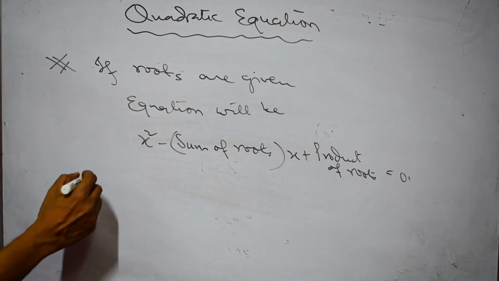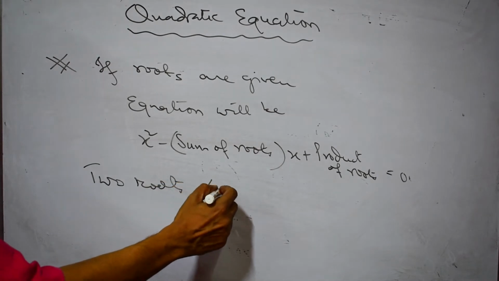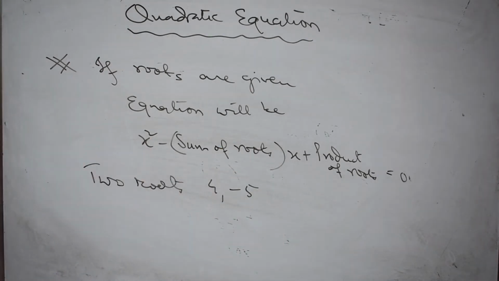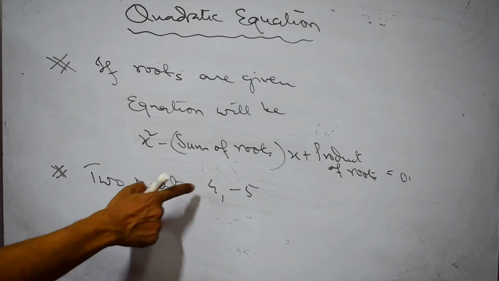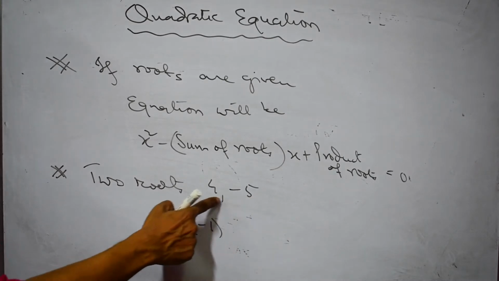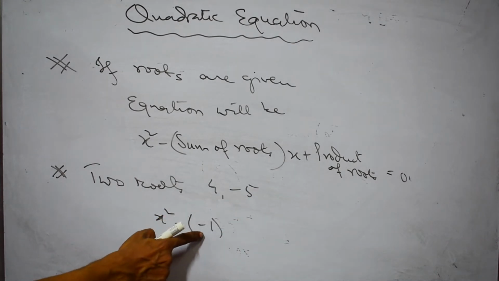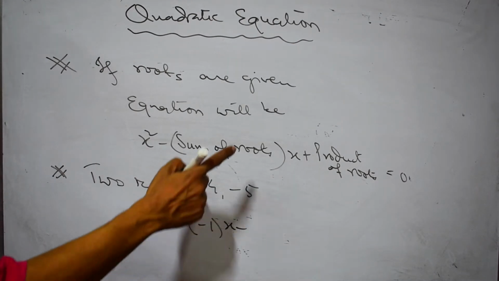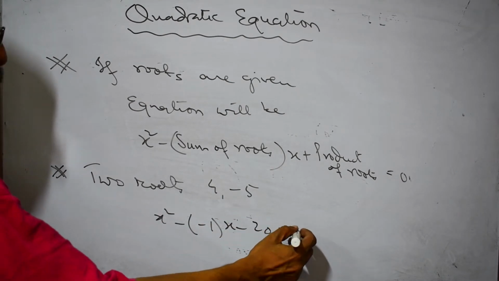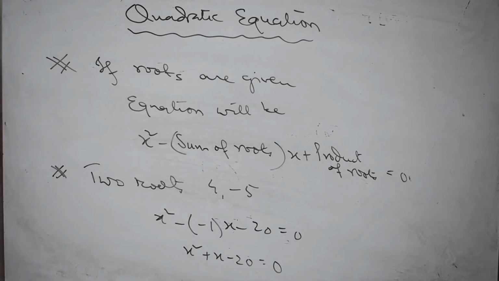Like, for example, two roots are 4 comma minus 5. Now find the equation. Here you are finding the sum is minus 1, product is minus 20. So the equation will be x square minus the sum, 4 minus 5 added, it will be minus 1, into x plus product. Product is minus 20. So your answer is x square plus x minus 20 is equal to 0. This is the concept of how to find the equation if you know the roots.